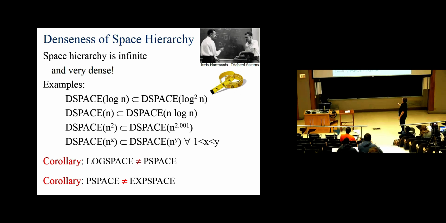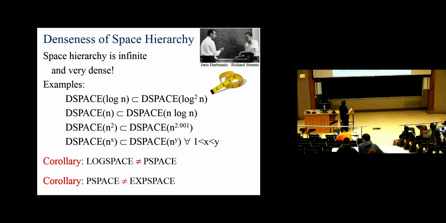Okay? And of course, any two polynomials, as long as the degree of one is slightly larger than the degree of the other, by however small amount, gets you more space-bounded computations, more functions that you can recognize with the higher space and not with the lower space. Okay? So it's very, very dense as you can imagine, actually, because these gaps can be arbitrarily small. And of course, immediately you see that logarithmic space is not the same as polynomial space. It's an immediate consequence of this denseness theorem of the space hierarchy.